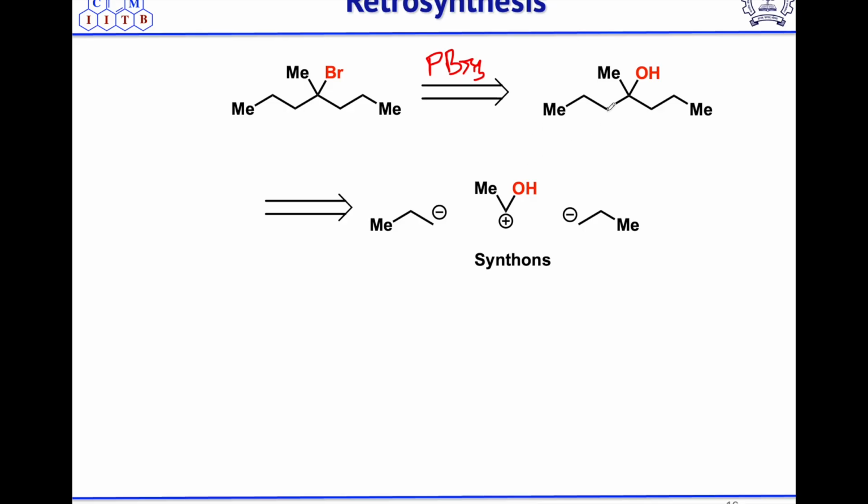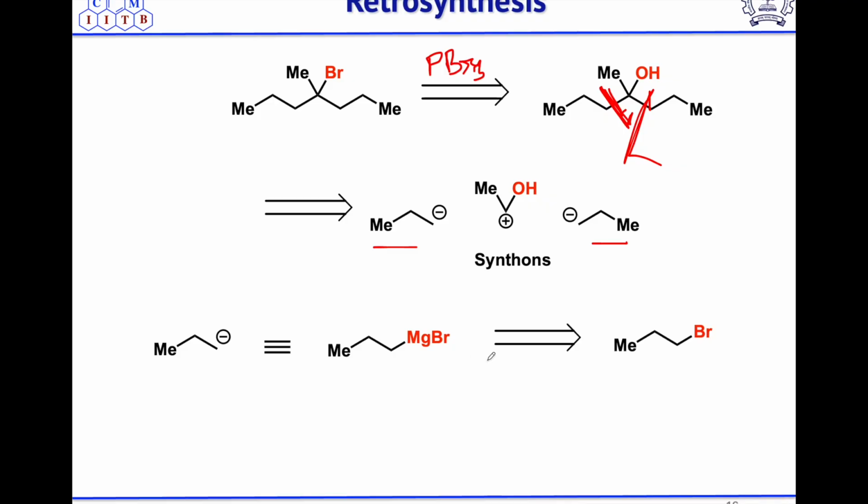Now this alcohol we could get via this 2C-C disconnection. Basically these two left- and right-hand side partners are the same molecule, and the middle one is this acceptor synthon, and both left and right sides are the same donor synthon. From where could we get these synthons? For this donor synthon, the corresponding synthetic reagent is propyl magnesium bromide, and the synthetic equivalent is the corresponding propyl bromide.